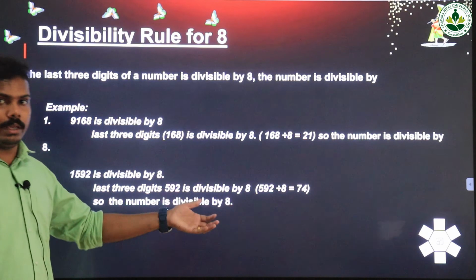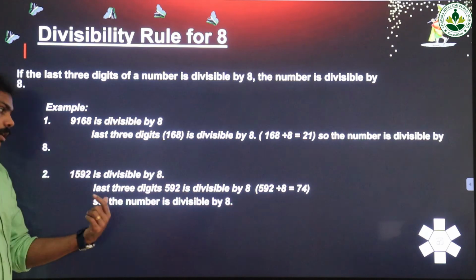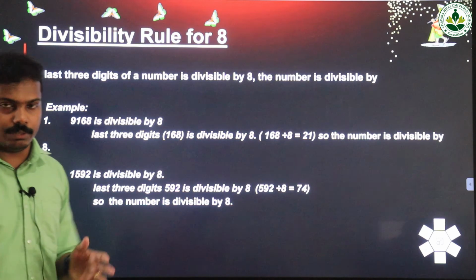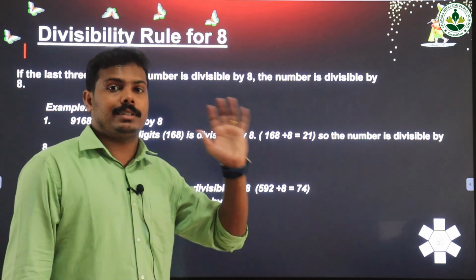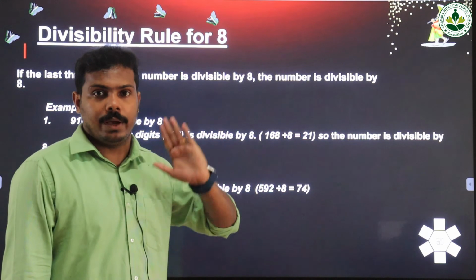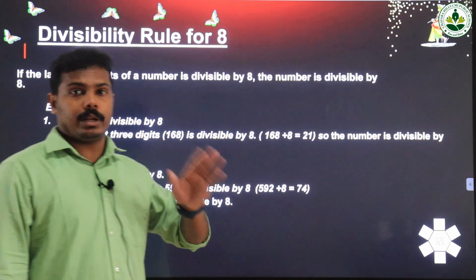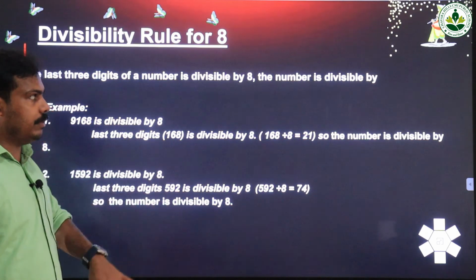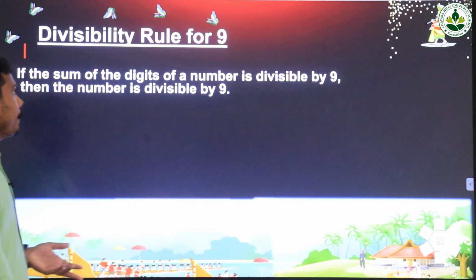So it is divisible by 8. So the number 592 is divisible by 8. The divisibility rule for 8 is: if the last 3 digits of a number are divisible by 8, then the number is divisible by 8. Next one is the divisibility rule for 9.